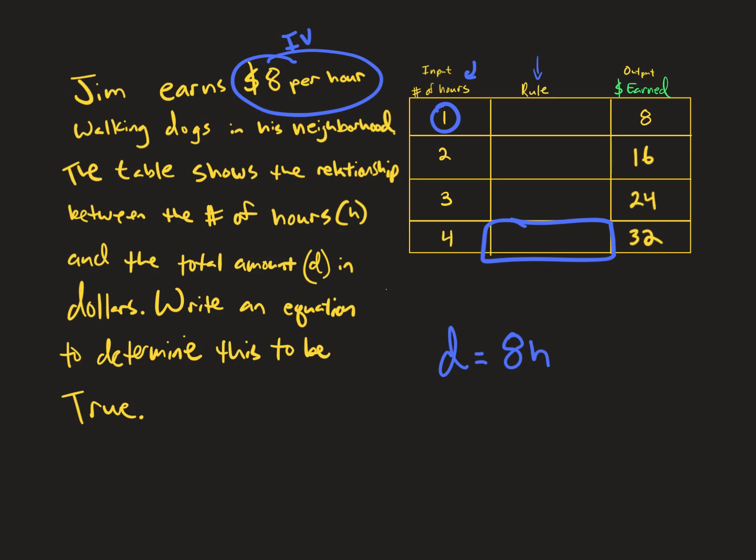So 8 times 1 does in fact equal 8. So that's good. Now if we plug in H for 2, 2 times 8 gets us 16, and we see it there. If we do 3, 8 times 3, 24, boom, and 8 times 4, 32. So we know that the rule for this example would be D is equal to 8H, or 8 times H.